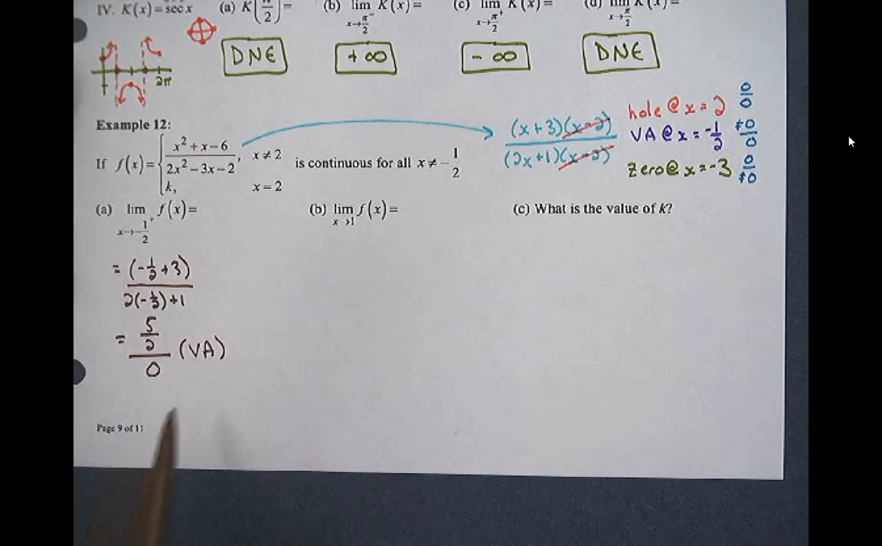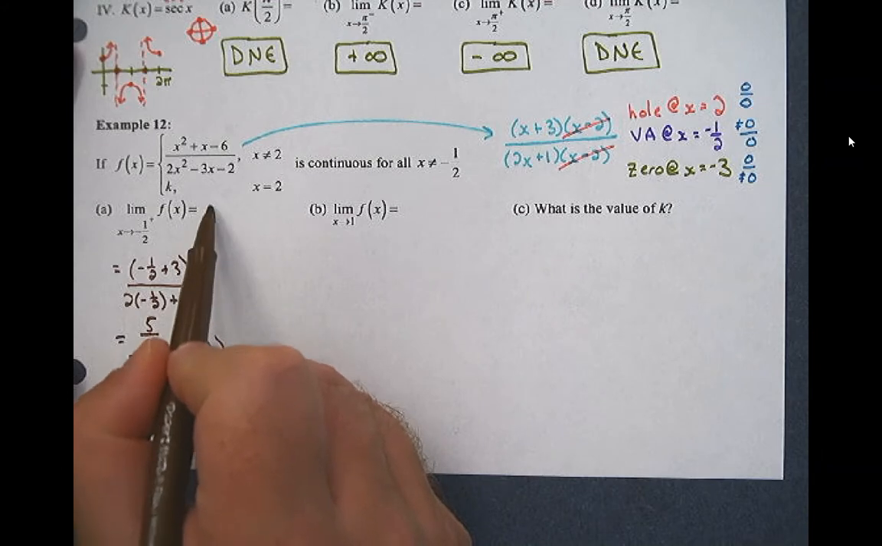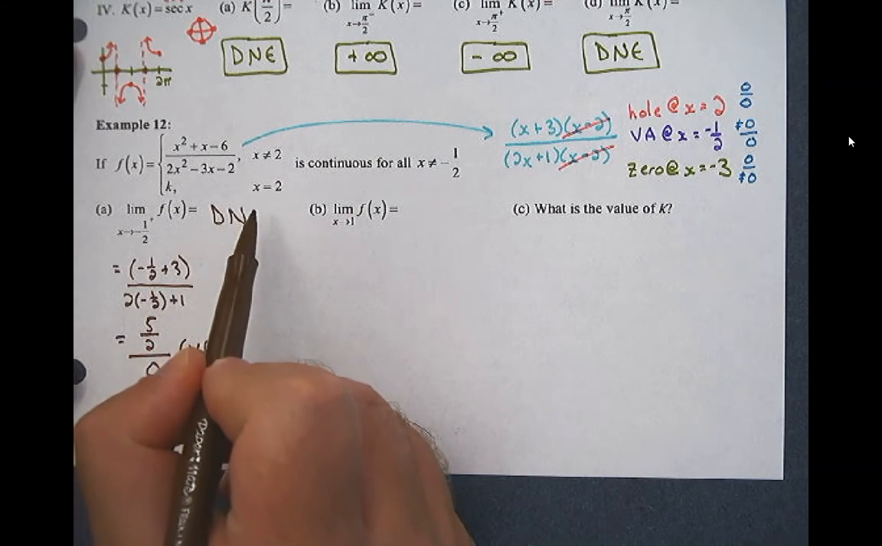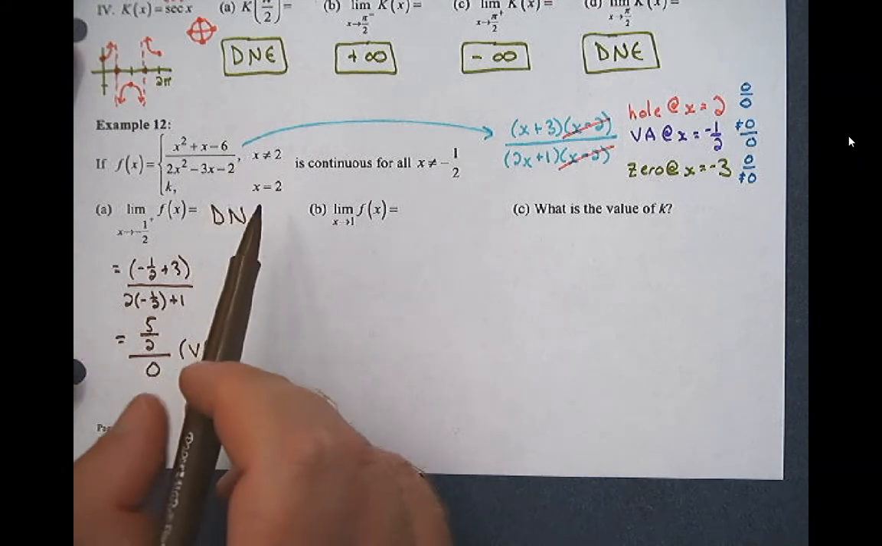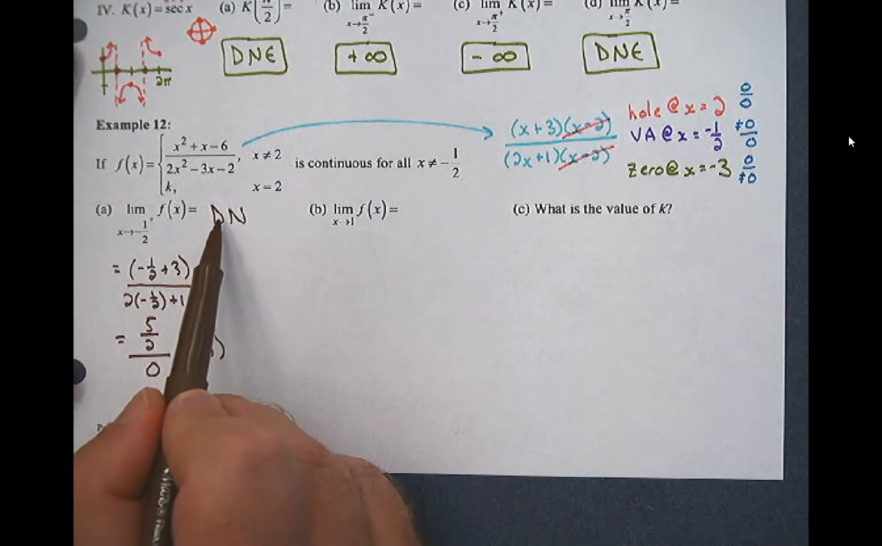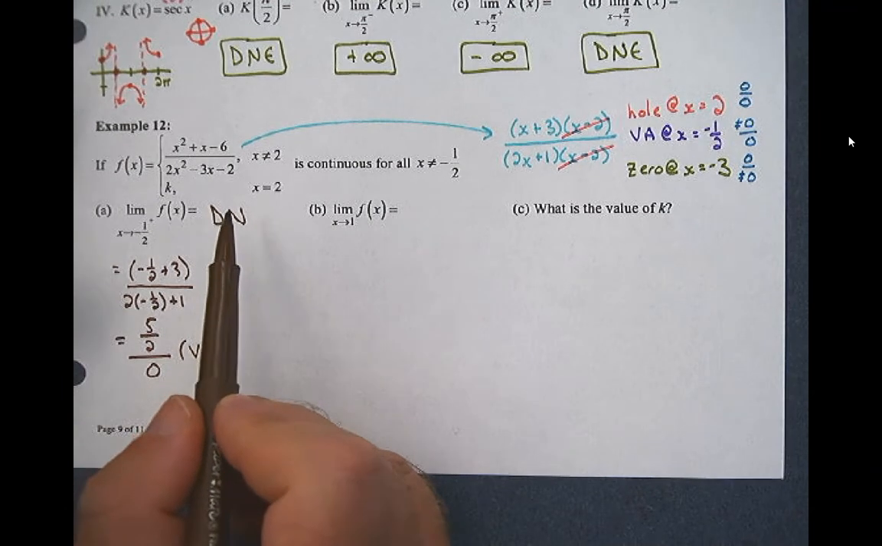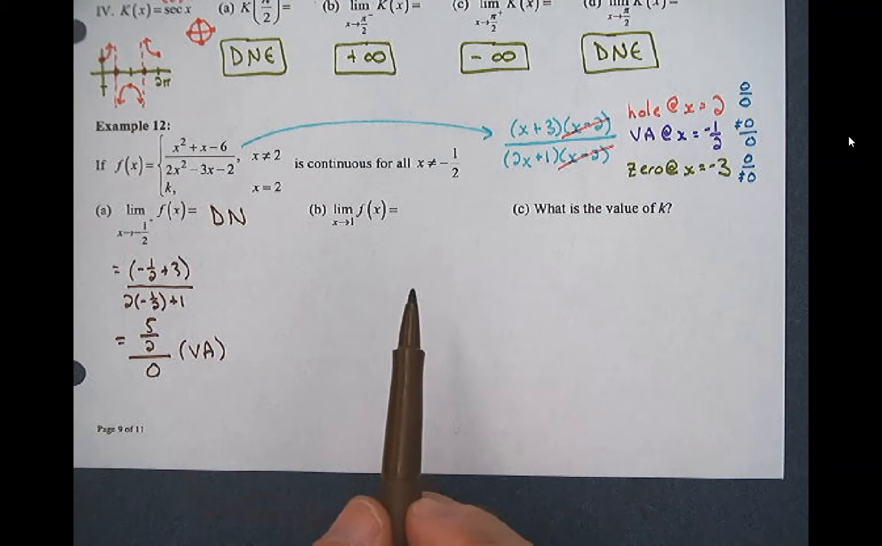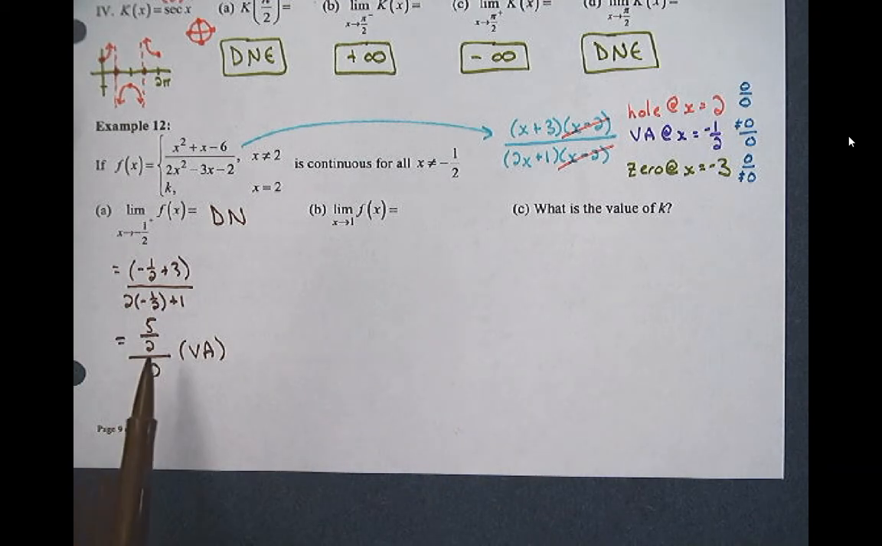So if I have a VA, what's my limit? Oh, wait. We can now figure out. This is harder than I wanted it to be. I wanted it to just be D and E. To figure this out, we'd have to do a quick sketch. Let's see if we could do a fairly quick sketch.